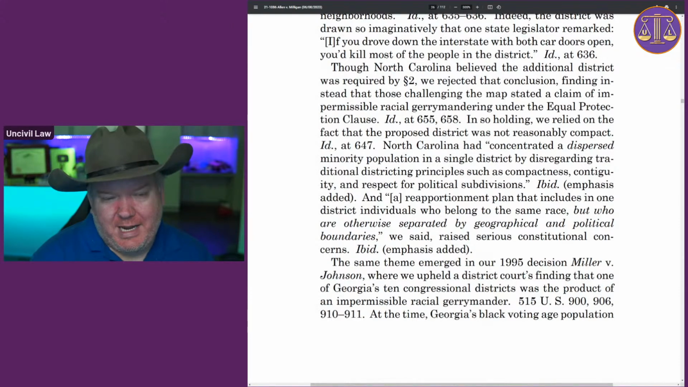North Carolina has concentrated a disparate minority population into a single district by disregarding traditional districting principles, such as compactness, contiguity, and respect for political subdivisions. A reapportionment plan that includes in one district individuals who belong to the same race, but are otherwise separated by geographic and political boundaries, raises constitutional concerns.